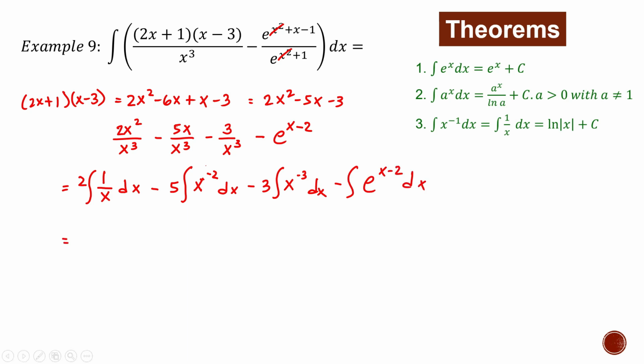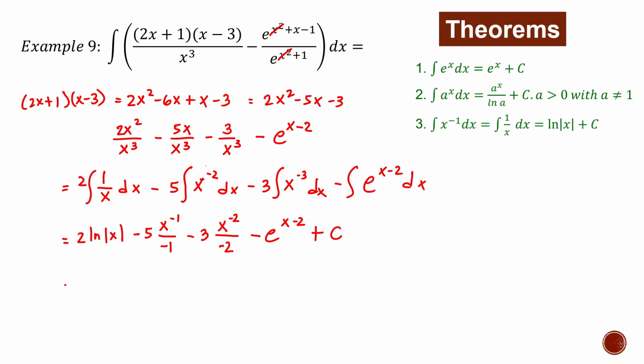Alright, so now let's integrate this. So this is going to be 2 ln of x. So that's the first one. Then minus 5x raised to negative 1. Negative 2 plus 1 is negative 1, and this is over negative 1. Minus 3x raised to negative 2 over negative 2. And then minus, it will just be e raised to x minus 2, and then plus c.